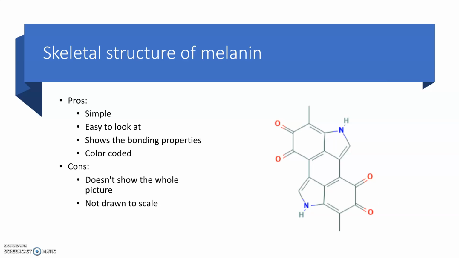Okay, so this is the skeletal structure of melanin. The pros are it's simple, easy to look at, shows the bonding properties right here, and it's color coded. The red means it's a polar bond, and the hydrogen bond, which you can see here. Cons: it doesn't show the whole picture, and it's not drawn to scale, which no model is going to be, because the real molecules are too small.